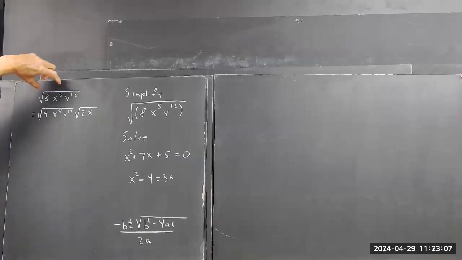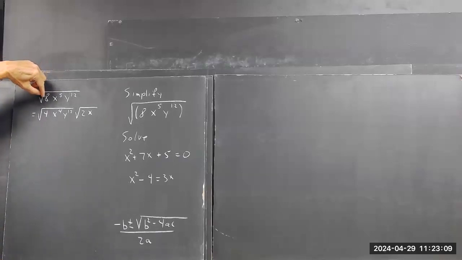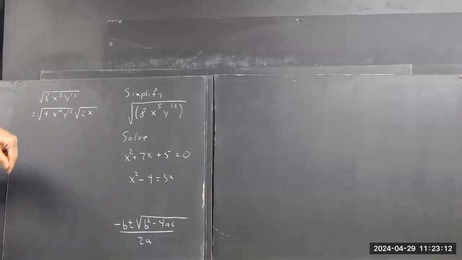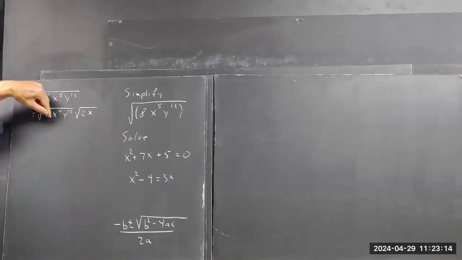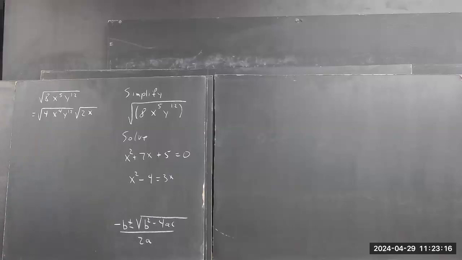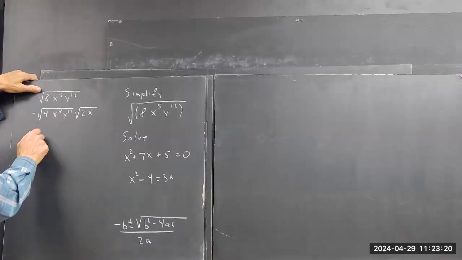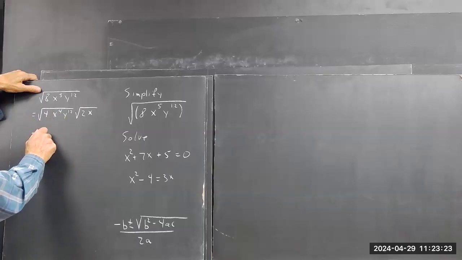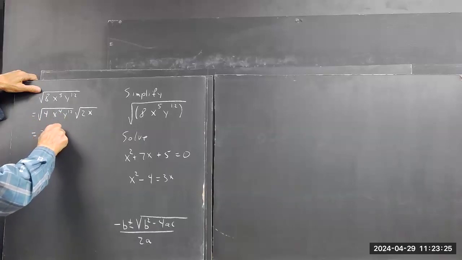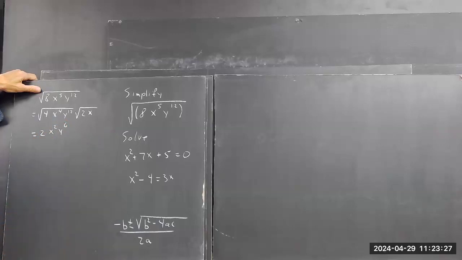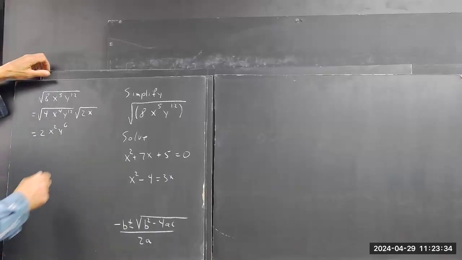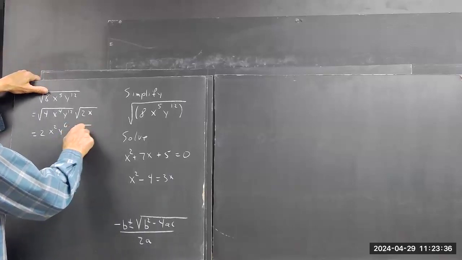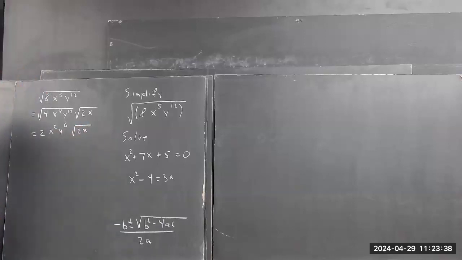In other words, I just separated out the 8 into 4 times 2, and the x to the fifth as an x to the fourth times x. Okay, the advantage of this now is I can take the square root of every term here, and the square root is 2x squared y to the 6th. And that goes back to what we've done in class last week. And then that's times the square root of 2x, and there you have it.